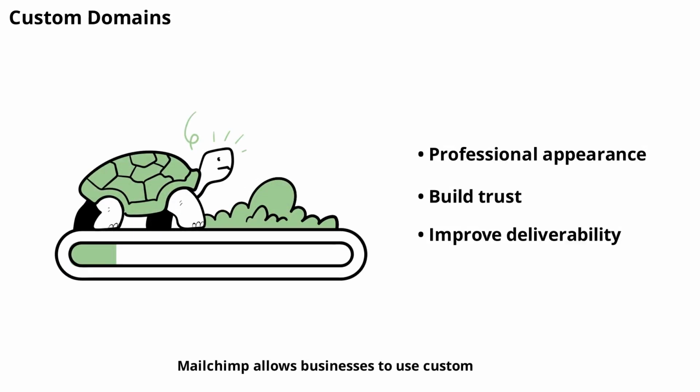Mailchimp allows businesses to use custom domains for landing pages and branded emails. This enhances professionalism and builds trust with your audience. Custom domains also help improve deliverability and ensure your messages aren't mistaken for spam.